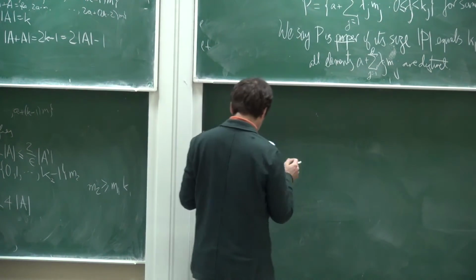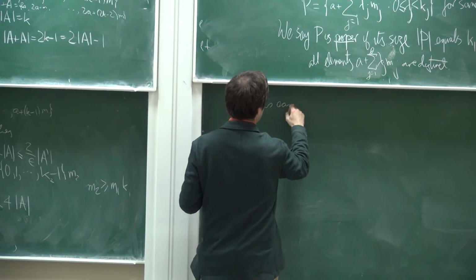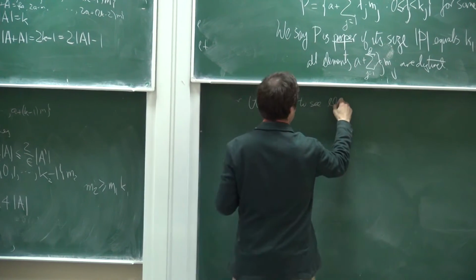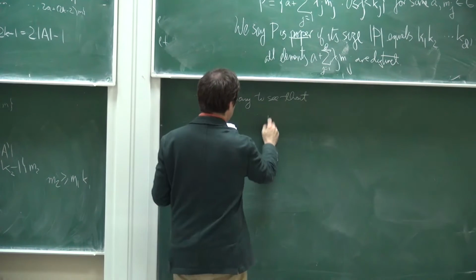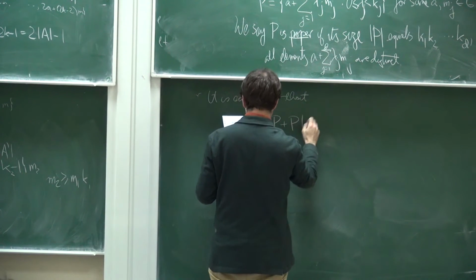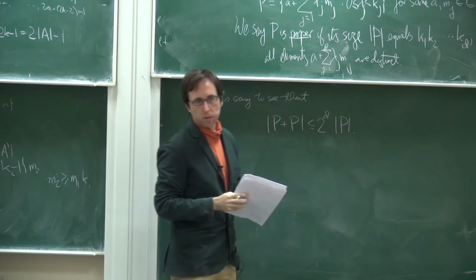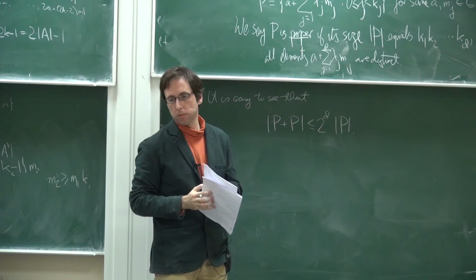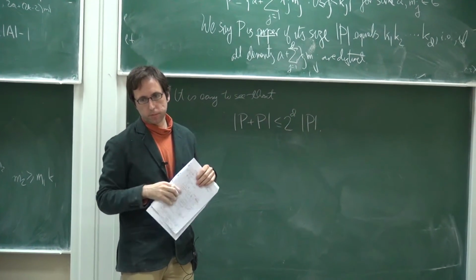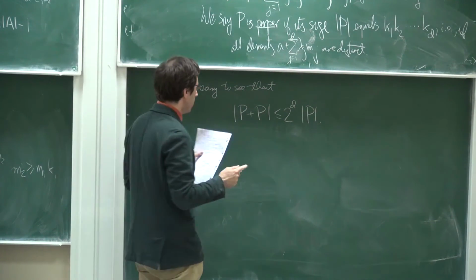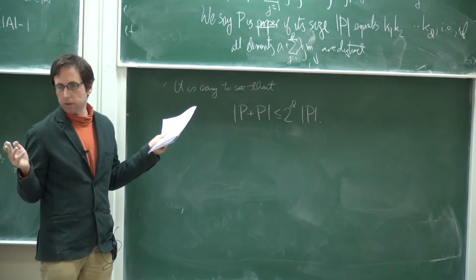Very well. And it is easy to see, just by the same argument that we gave before, that P plus P is at most 2^d times P. It's the same argument as before, just with general d rather than 1 or 2.